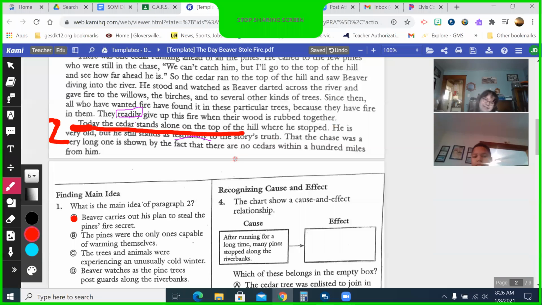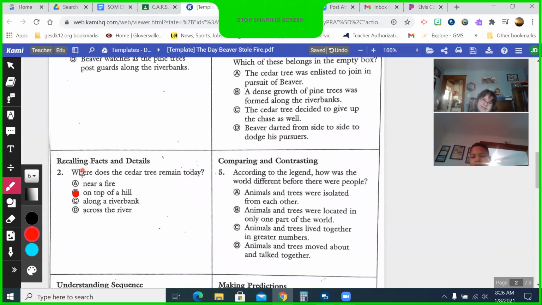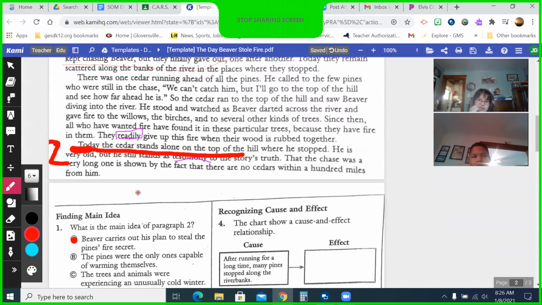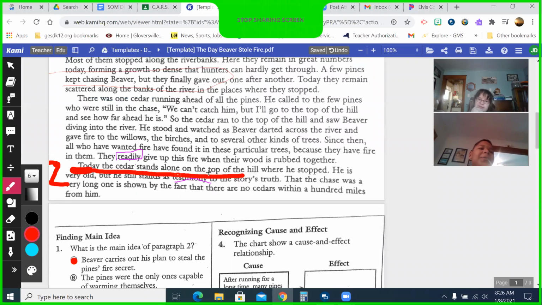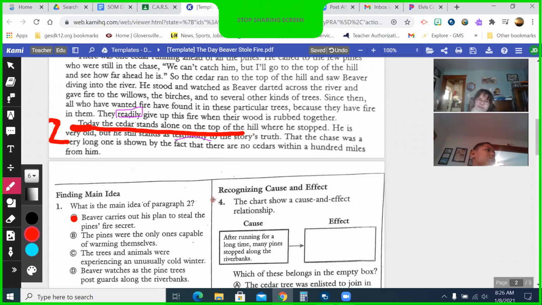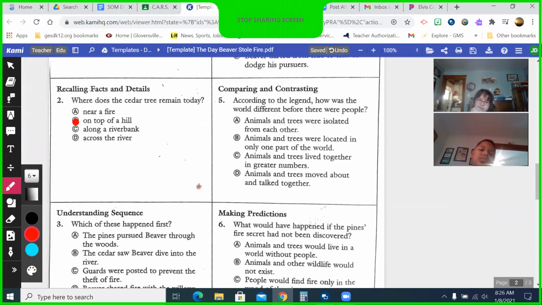I'm recording. Okay, I'm resuming our recording and we just did number 2. The answer is B, on top of the hill, and our proof is right in the last paragraph. Today the cedar stands alone on the top of the hill. Okay, so let's go to number 3.